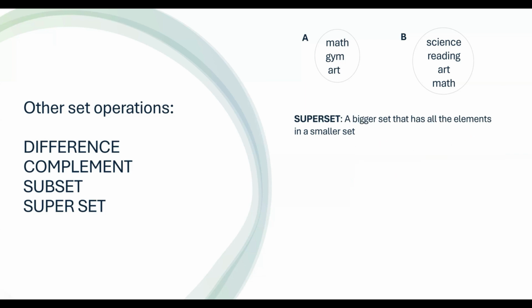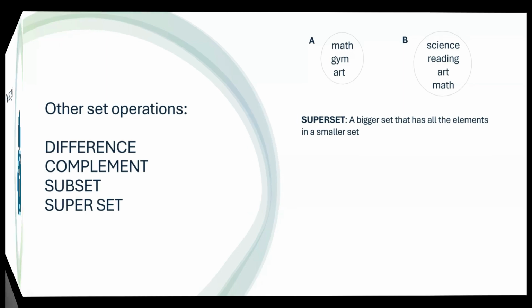The idea of a superset is a bigger set that has all the elements in a smaller set. So if you take any set and add any more item into it, that becomes a bigger set, and that will be a superset. Now, if you want a superset of both A and B, guess what it is? You already know. It's the union of the two. So if you put math, gym, art, science, and reading together to make a set C, C will be a superset of both A and B.